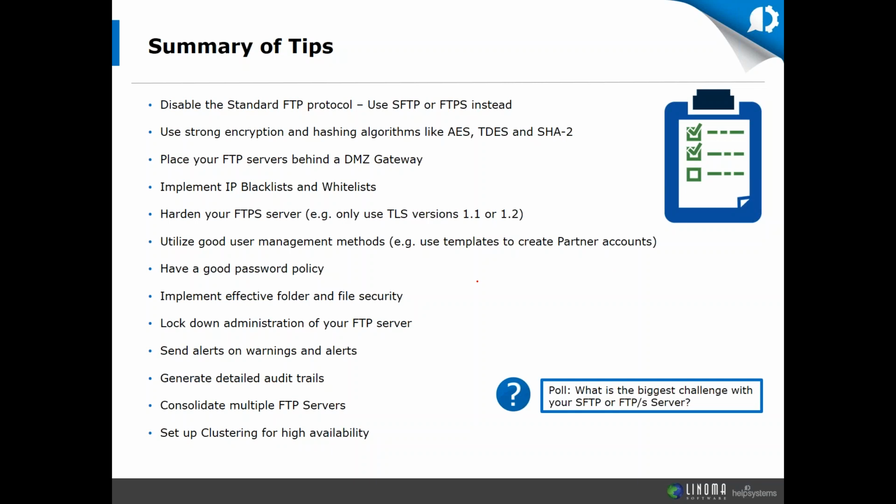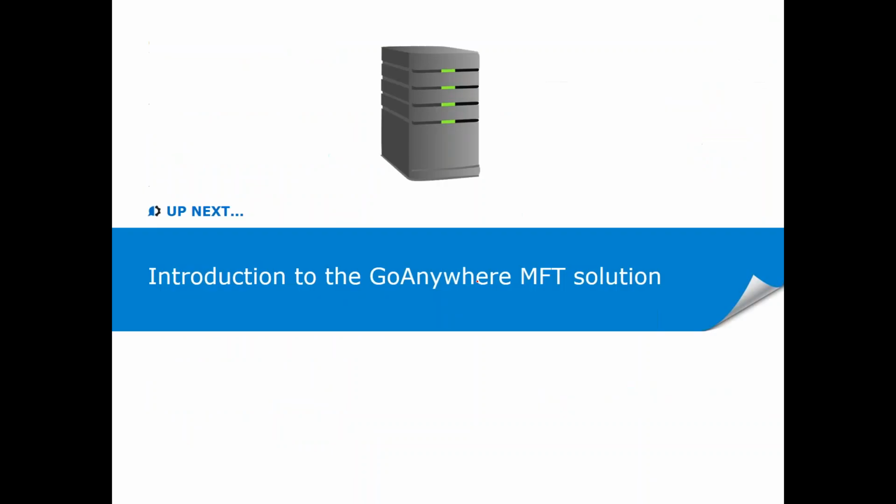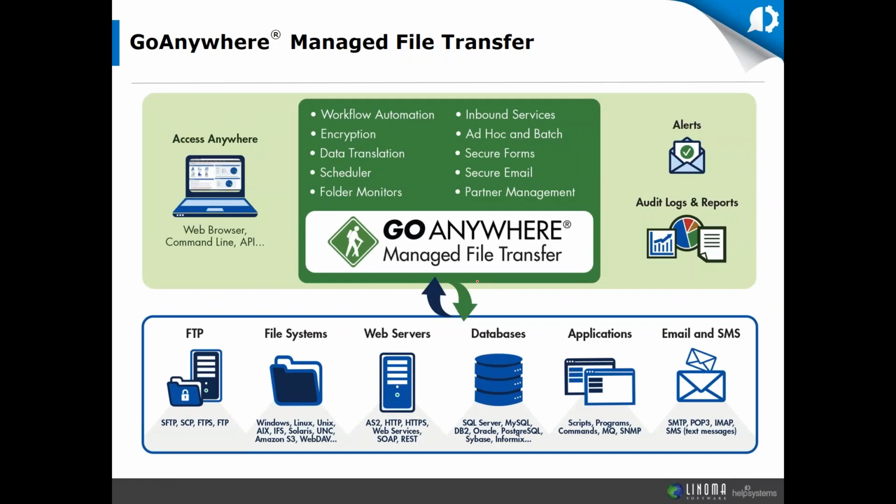GoAnywhere can address all the compliance and security requirements that we've been talking about for your secure FTP services, but also offers workflow abilities to automate the movement of files within your network and with your trading partners. And here's just a quick diagram that shows you a top-down view of its capabilities. GoAnywhere can be installed into most operating systems, including Windows, Linux, IBM i. It can run in a VMware environment. We also have customers now putting it on Amazon or Azure cloud services.